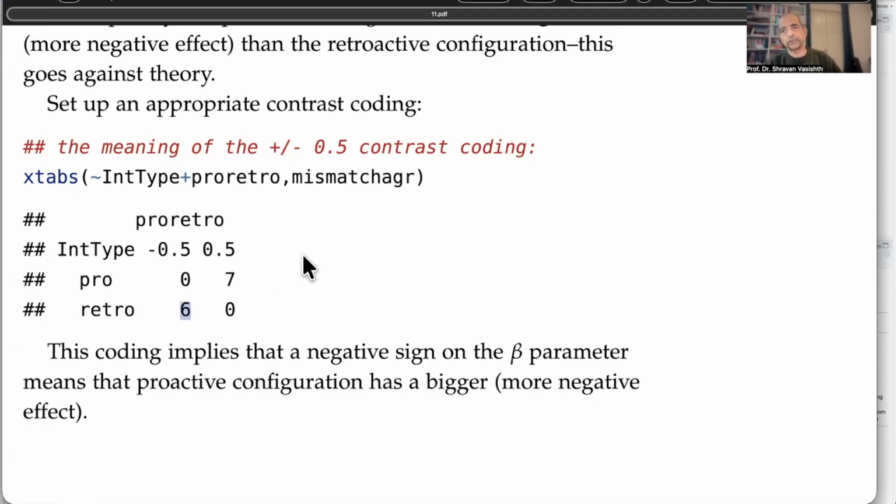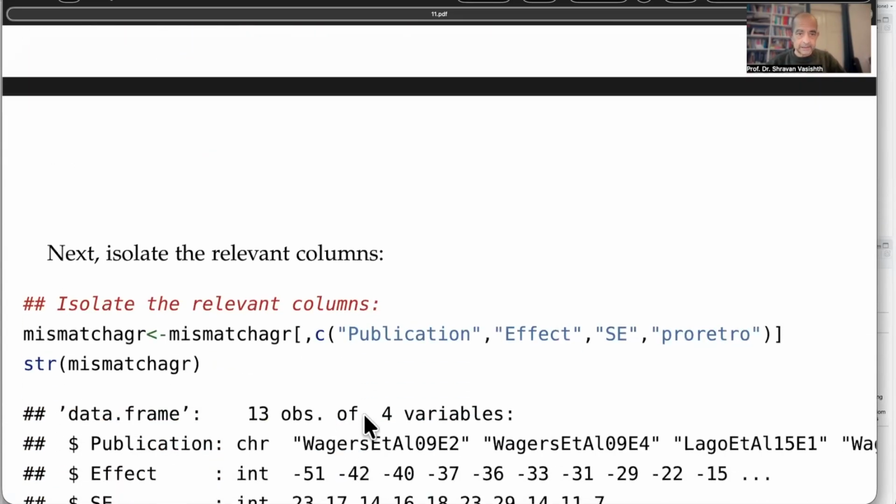On the sum contrast coding, what that means is that if we get a negative sign on the beta parameter, that would mean that, this is very confusing, okay? That would mean that the proactive configuration has a bigger, more negative effect. You have to be careful about the fact that we are looking at effects where our effect is actually expected to be negative here, okay? So that's why that's the prediction.